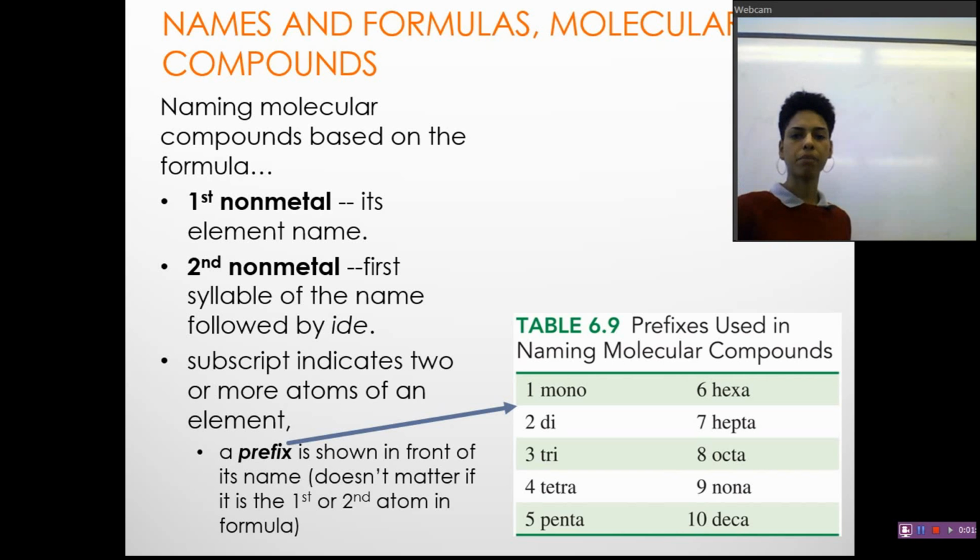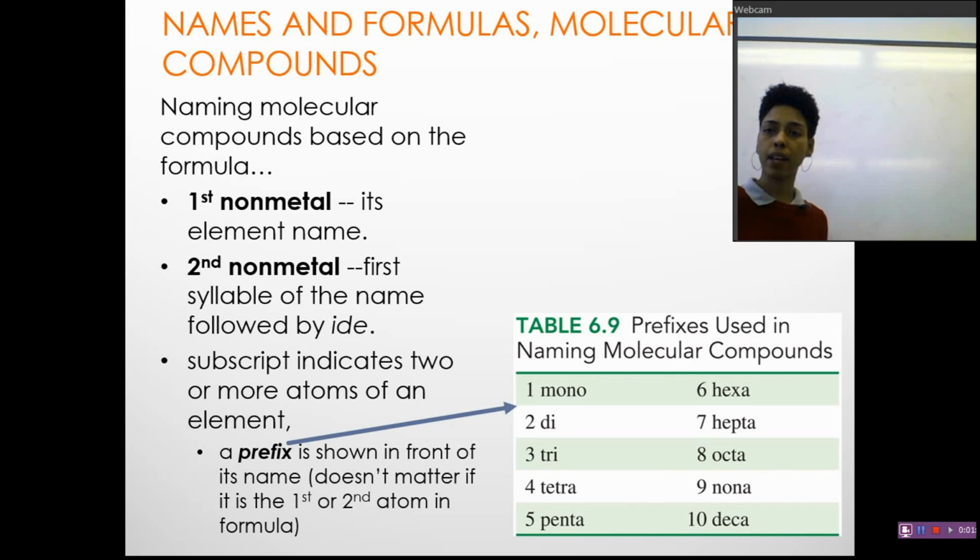So how do we name covalent compounds based on their formula? If you're looking at a compound that has just two different atoms, you're going to name the first nonmetal, and it keeps its element name. The second nonmetal is similar to ionic compounds: you keep the root of the name, drop the ending, and add "ide." The only major difference between ionic and covalent naming is that for covalent compounds, you tell how many of each atom you have in the formula by indicating a prefix.